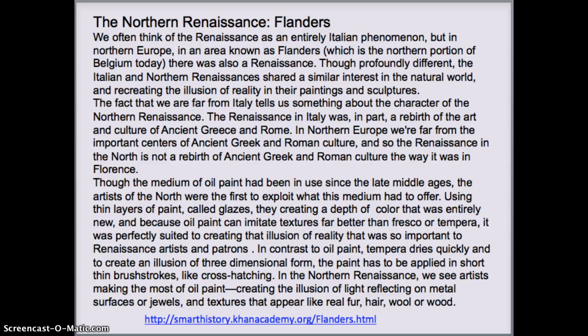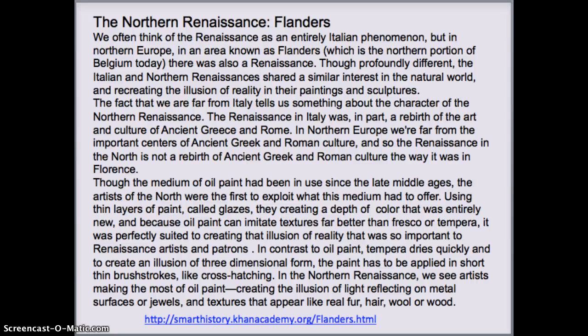So in the Northern Renaissance, we see artists really making the most of oil paint. They're creating the illusion of light reflecting on metal surfaces and jewels, and the textures appear really realistic, particularly hair, fur, wool, and wood.